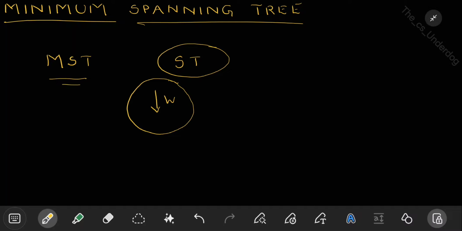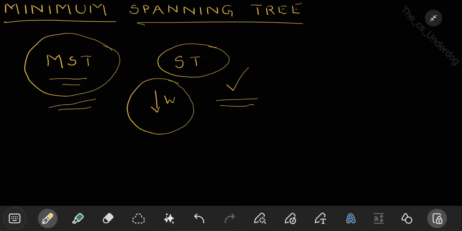So whatever properties we learned about spanning trees in the last lecture, all those properties hold for minimum spanning trees. Plus, there are some additional properties that will hold only for minimum spanning trees. So that is what we are going to learn in this lecture. First of all, what is meant by this minimum weight? How do you decide which is having minimum weight?